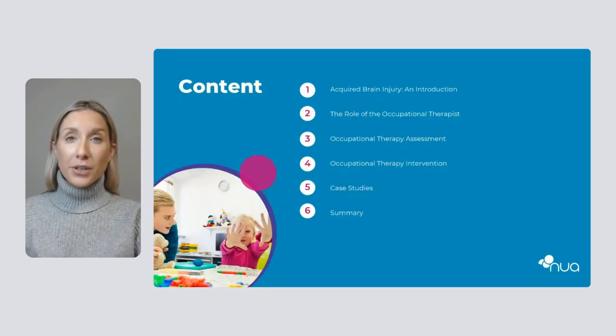In today's webinar, we'll cover a series of topics. I'll firstly introduce acquired brain injury. I'll then explain the role of the occupational therapist in supporting individuals who experience an acquired brain injury. I'll also explain some common occupational therapy assessment and intervention approaches when working with individuals with an acquired brain injury. I'll present on 2 case study examples before summarising today's learnings.